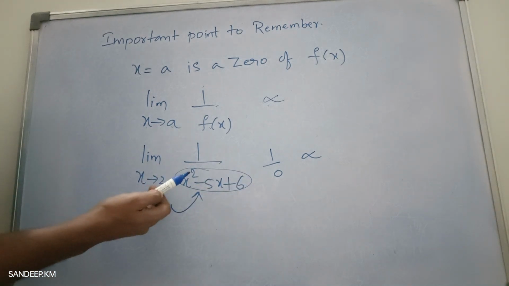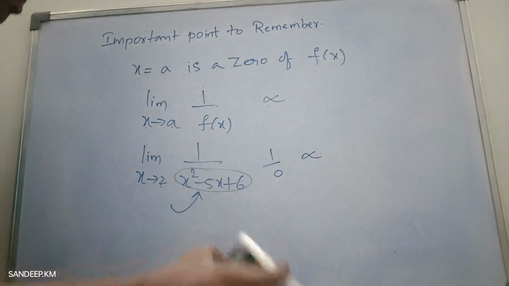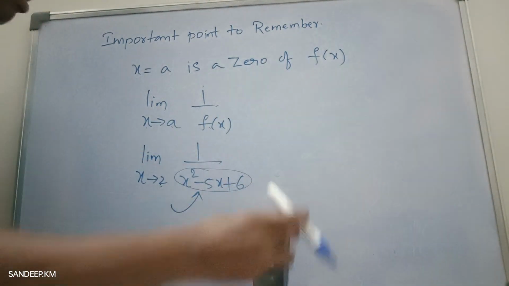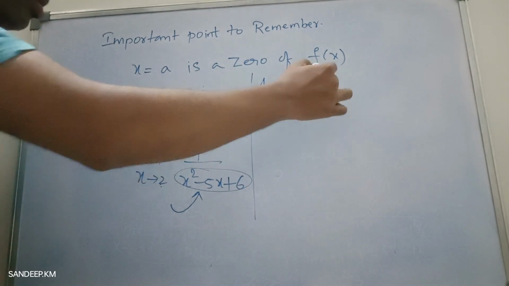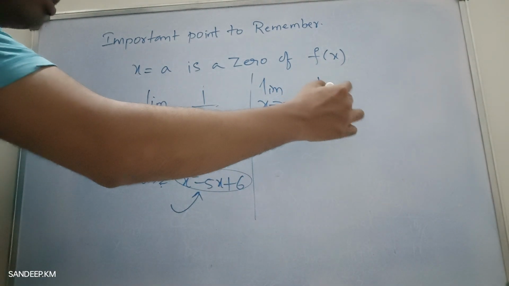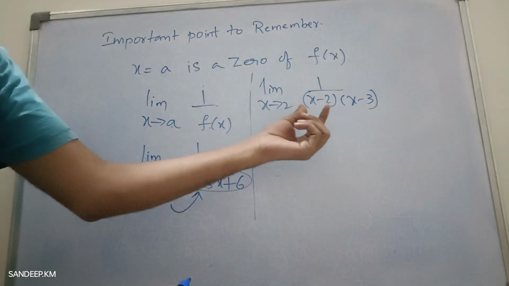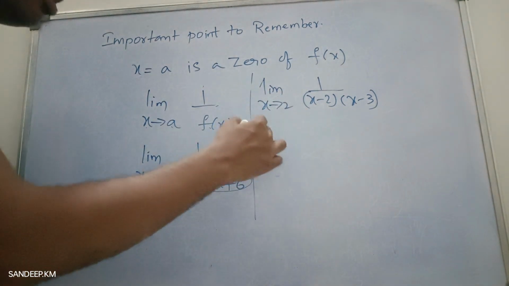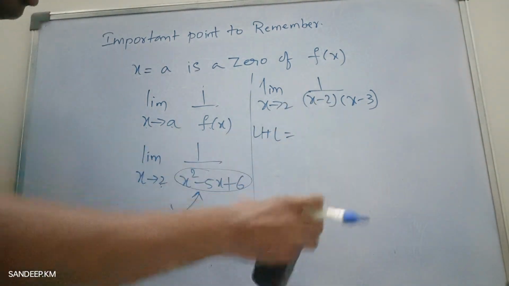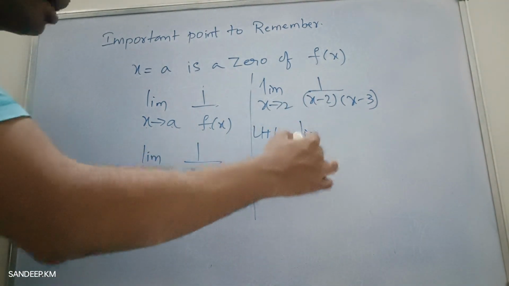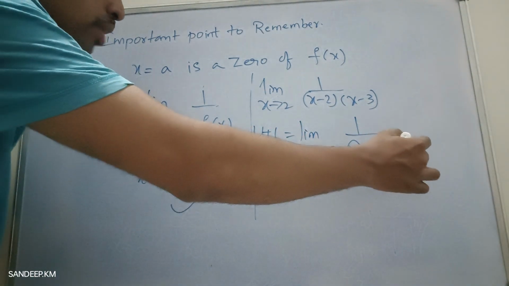Let us see once, in this kind of function, what happens if I find the left hand limit and right hand limit. So this function is what? Limit x approaches 2 of 1 divided by x minus 2 into x minus 3. I told you, if you want to evaluate this, find LHL and RHL separately. If you take LHL, dear students, LHL is what? Limit x approaches 2 minus of 1 by x minus 2 into x minus 3.